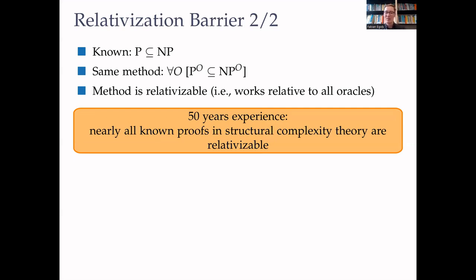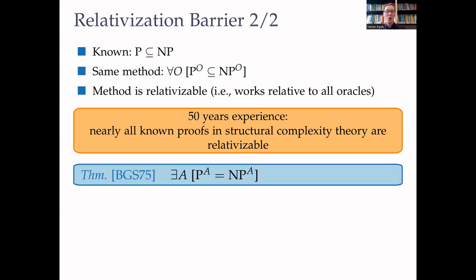So what this means is that currently, when we want to tackle open questions in structural complexity theory, we can do this only with relativizable proof methods. And we can use this experience to come up with a proof barrier. I will show this using an example.